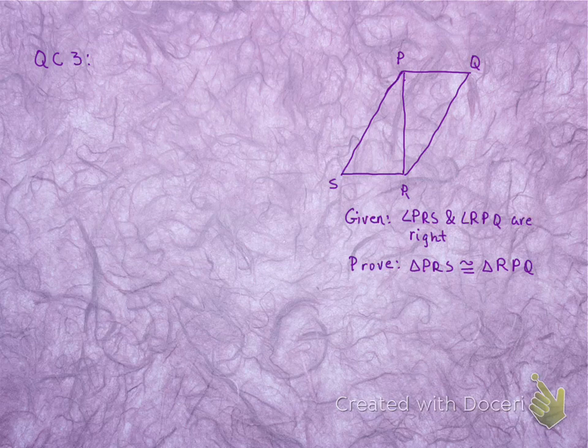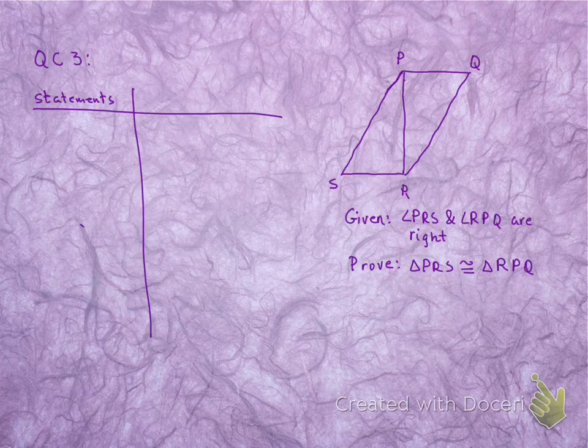Okay, so for quick check 3 on page 237, that is what we're given, the illustration. We're given that angle PRS and angle RPQ are right. Okay, so I'm going to write statements, which I should have already done to save time, and reasons.